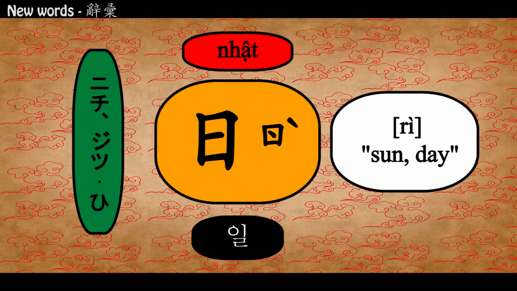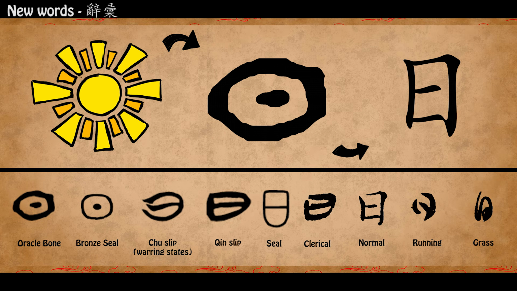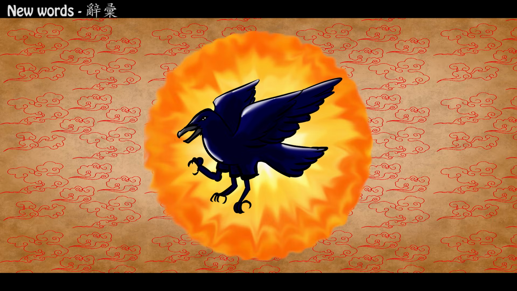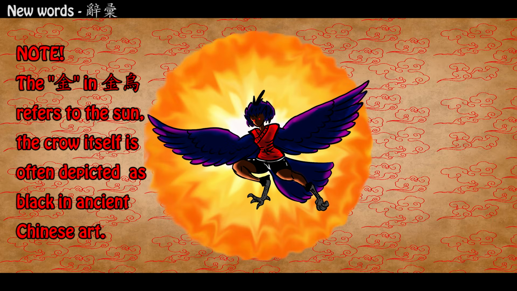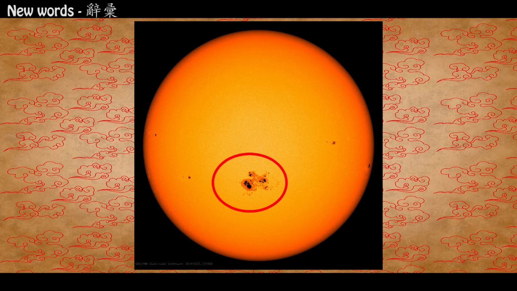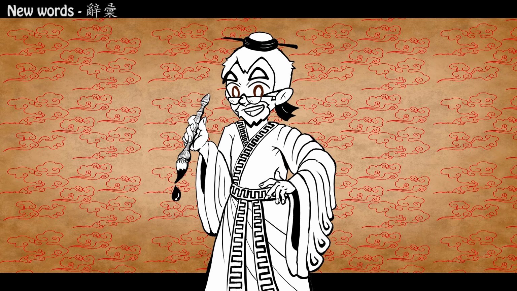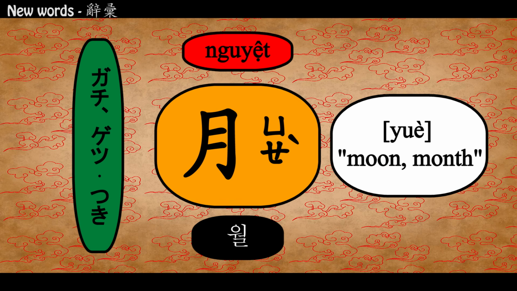Ri, sun, day. A drawing of the sun with a dot in the middle. What does the dot stand for? Some say that it stands for Jinwu, the golden three-legged sun crow. Others say that it's irrefutable proof that the Bronze Age Chinese knew about sunspots. I think it's more likely that the dot is there to set Ri, sun, apart from the same looking character, kou, mouth.